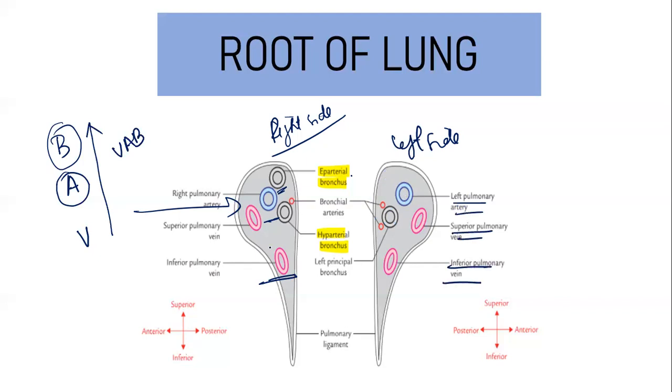So the right lung root is formed by 4 structures: epiarterial bronchus, hyparterial bronchus, pulmonary artery, pulmonary vein. So you have to know this acronym, BAV or VAB. You should be very cautious here. But here, since you don't have an epiarterial bronchus, it starts with the pulmonary artery, then you have a bronchus, that is the left principal bronchus, and you have a pulmonary vein, right? So these are the structures that form the root of the lung.